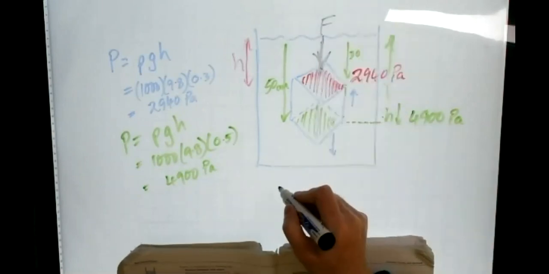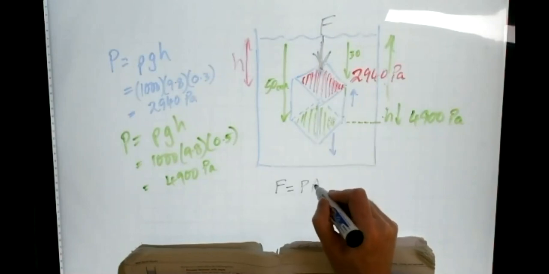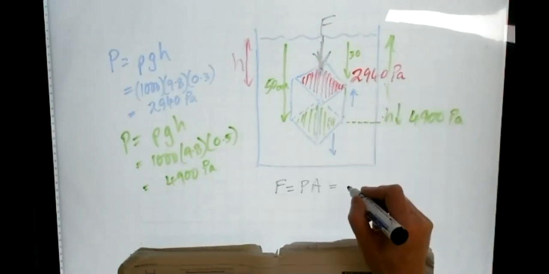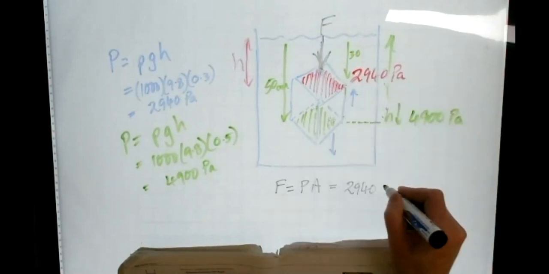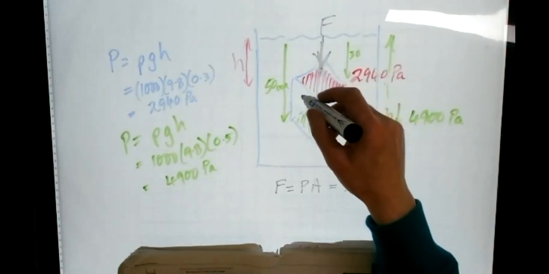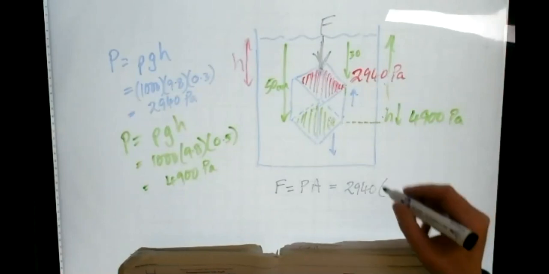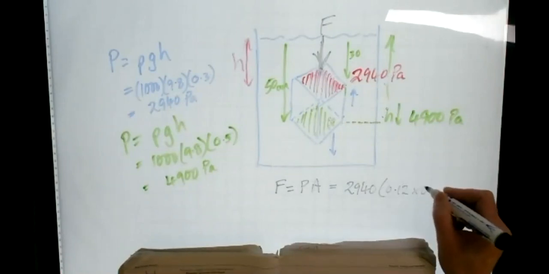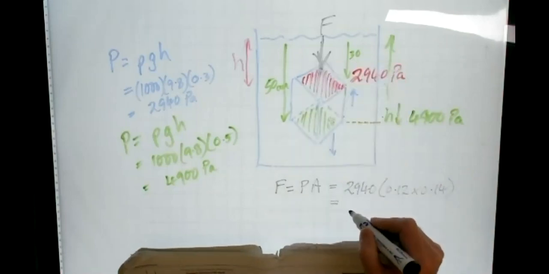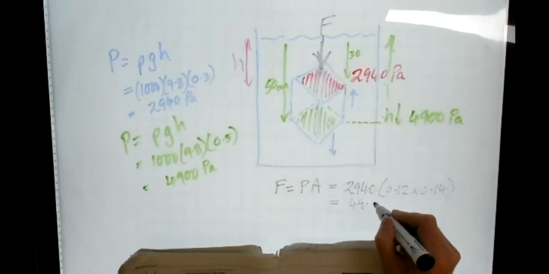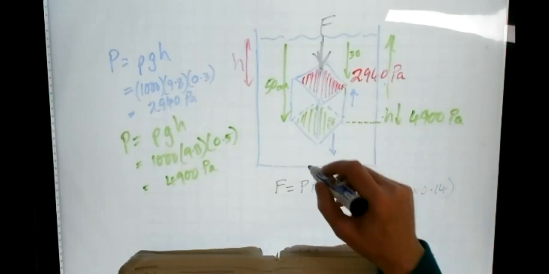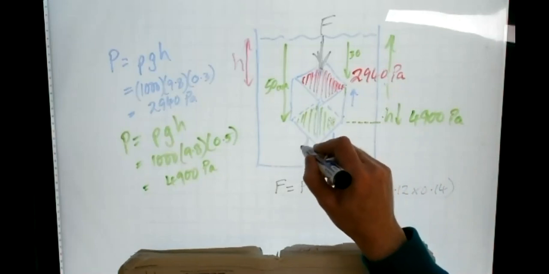So the downward force is F equals PA, which is pressure times area. The downward force at the top is 2,494 pascals times the area of the block, 14 by 12 centimeters. So the downward force comes to 49.4 newtons.